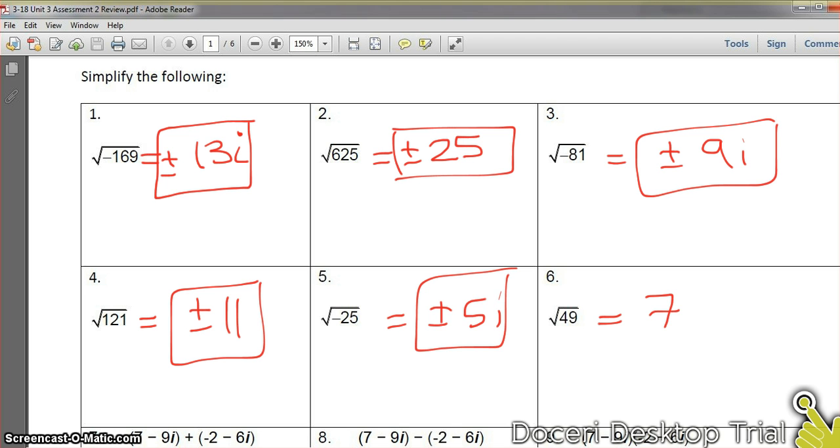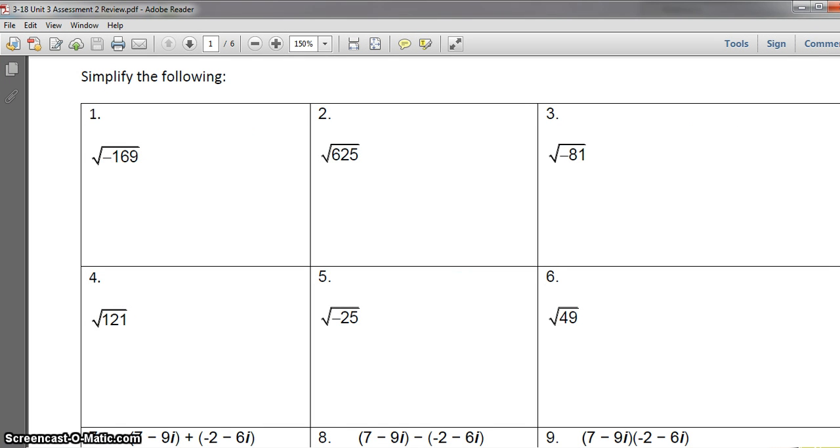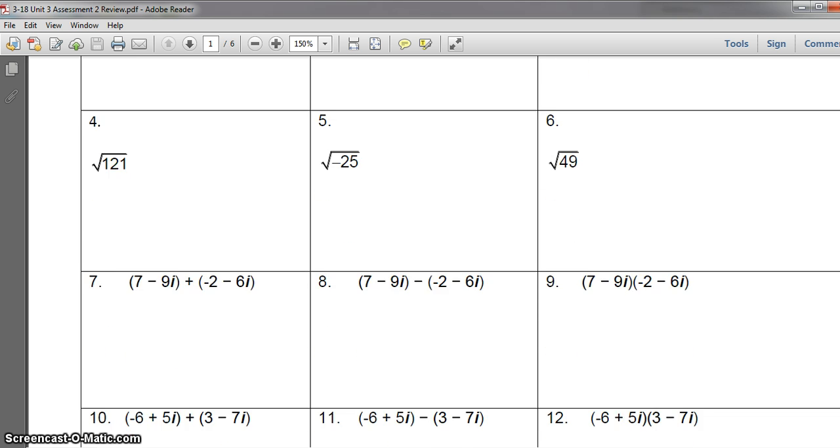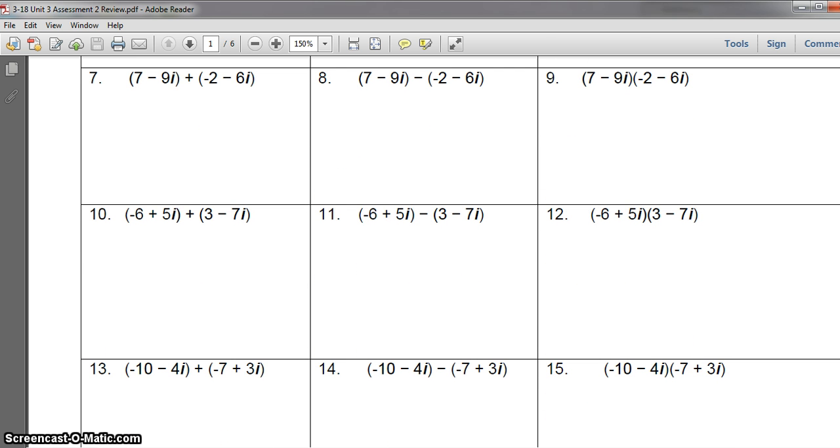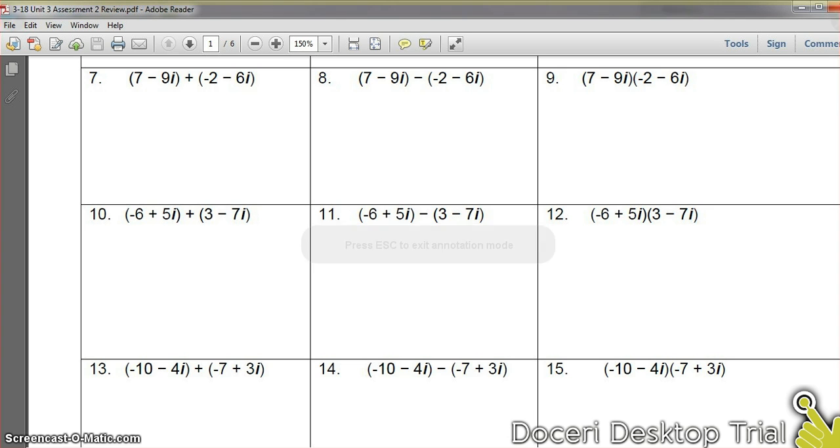Now let's move on to the other part, 7 through 15. Let's work on number 7. Number 7, as you can see, there is addition between those two parentheses. So basically we don't FOIL, we don't multiply, we add them.